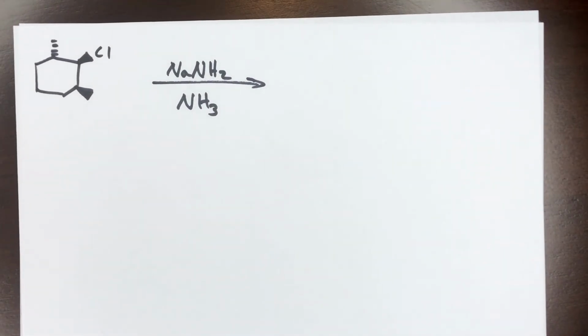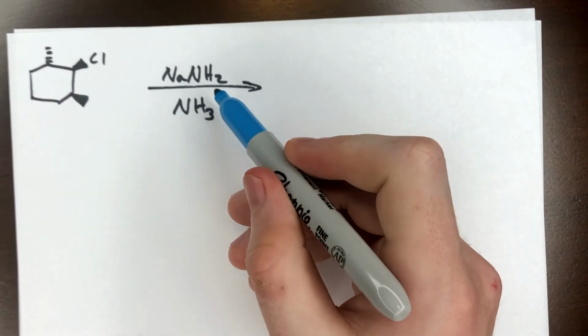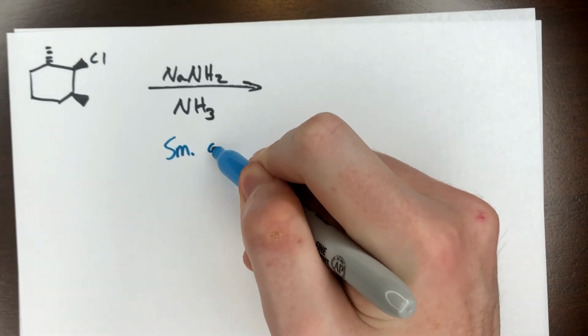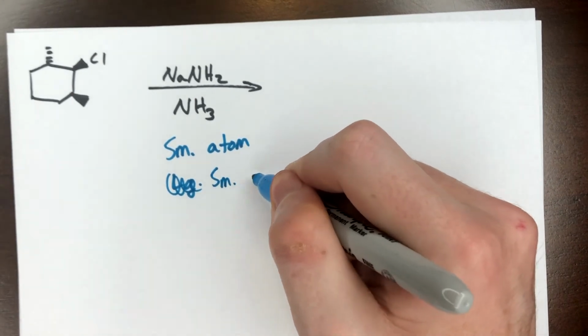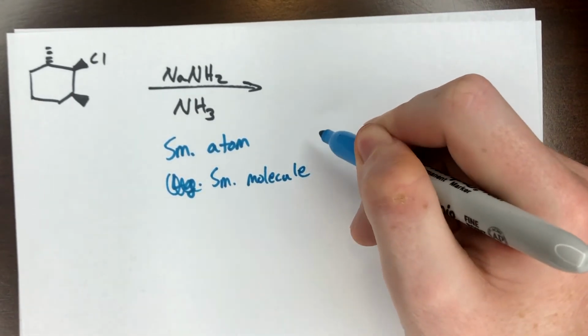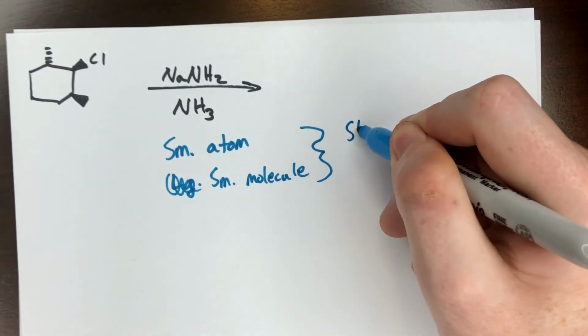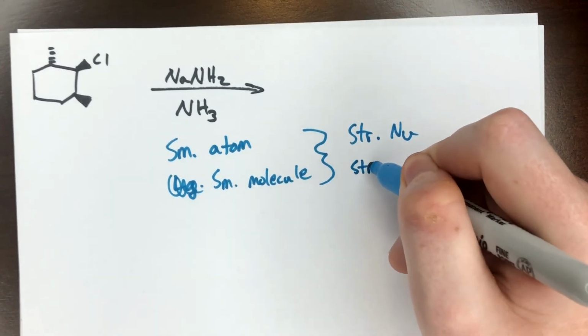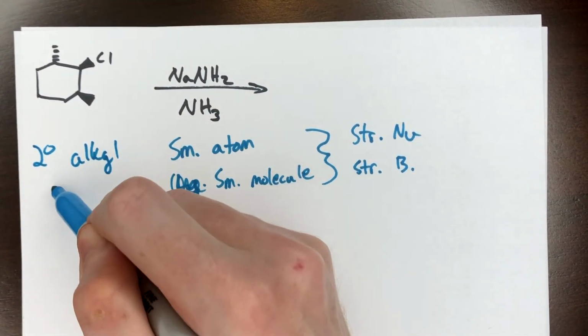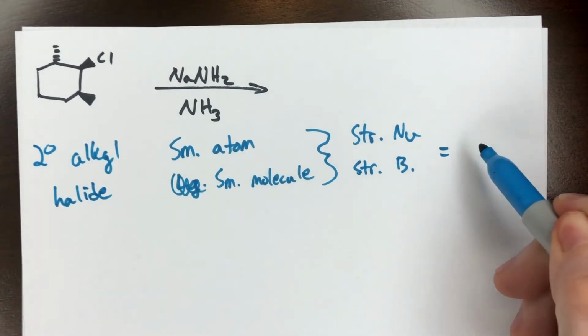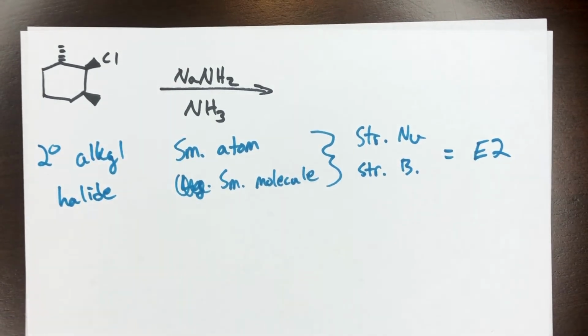Okay, so here we've seen this reagent several times now. We have a good nucleophile and a good base. So this is a small atom, small molecule, which is indicative of both a strong nucleophile and a strong base. Here we have a secondary alkyl halide. So this is E2. Again, based on the reagent, it could be either. But since we have a strong base and a secondary center, that's always going to be E2.